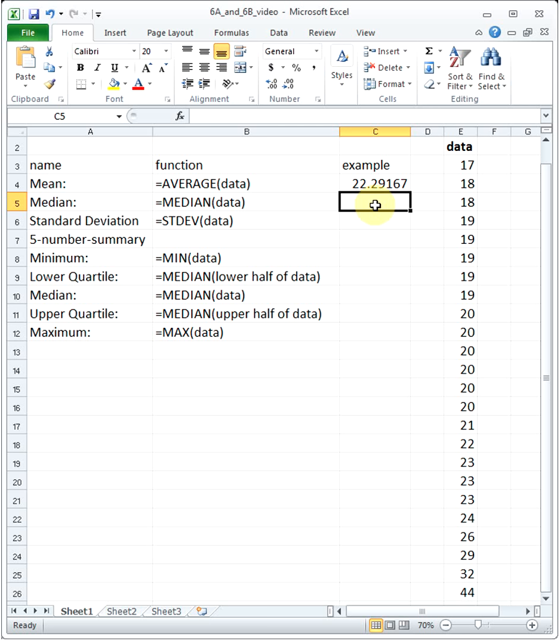My personal favorite way to describe the center, which I know it's pretty nerdy to have a favorite measure of center in statistics, but I do. I'm a math major, so I guess you could say I'm nerdy.